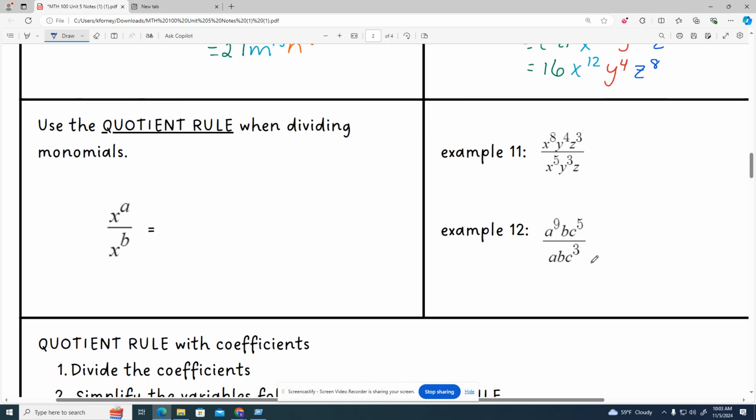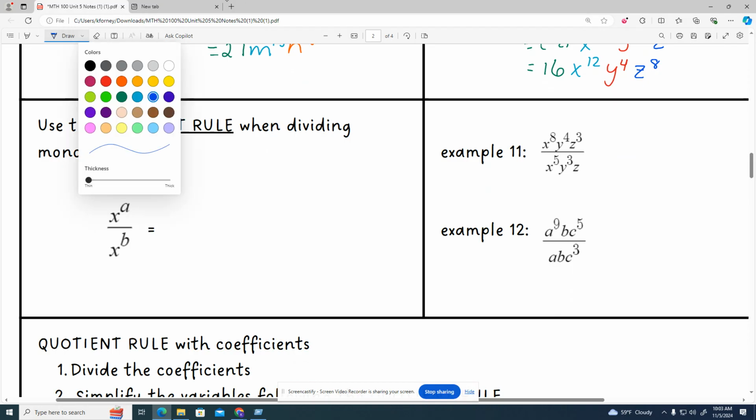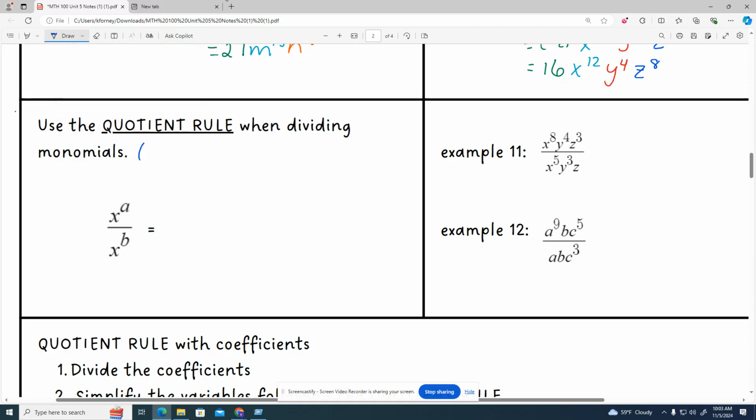So now the quotient rule, which someone was asking about, division. In division, do we remember what we do with our exponents? In multiplication, what did we do? In multiplication, we added exponents. So in division, we're going to subtract exponents. So x to the a divided by x to the b is x to the a minus b.